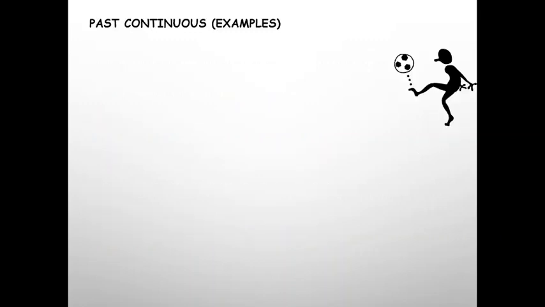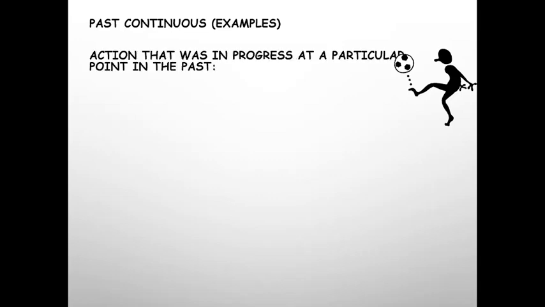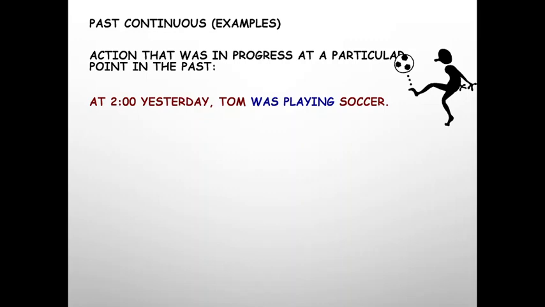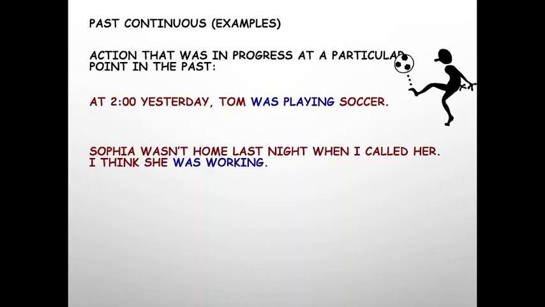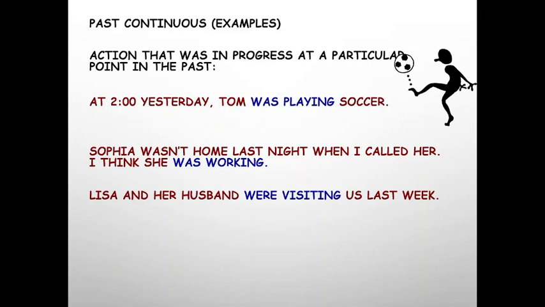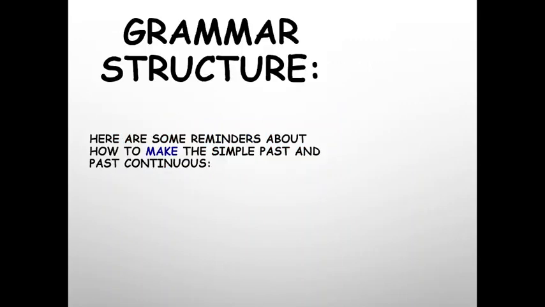Also, guys, what should we know about the past continuous tense? Here are our examples: actions that were in progress at a particular point in the past. At 2 p.m. yesterday, Tom was playing soccer. Sophia wasn't home last night when I called her. I think she was working. Lisa and her husband were visiting us last week.